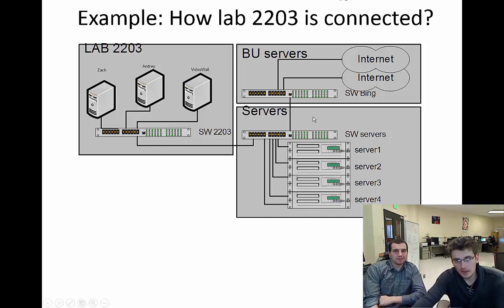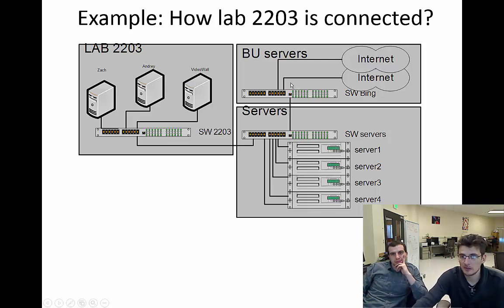On the screen you see our current setup where we have our computers connected to the servers, and then the servers and the switches help us to connect to the internet. Why do we have such a setup?